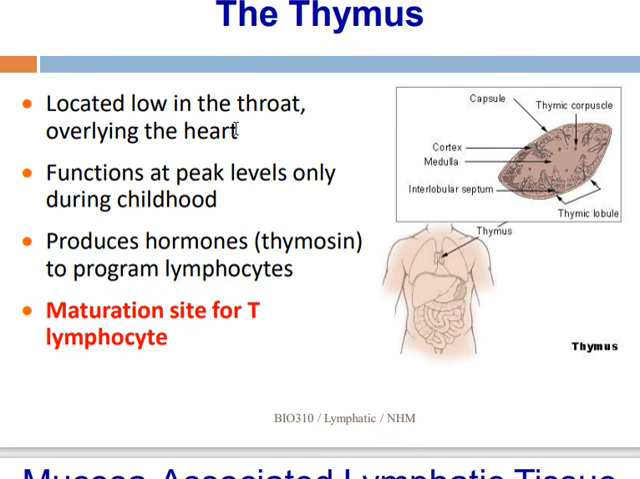Next is the thymus. The thymus is located at the lower side of our throat, overlying the heart, as you can see over here. It functions at peak level only during our childhood, where it helps to produce the hormone known as thymosin, which will later help to program the maturation of the T lymphocytes.